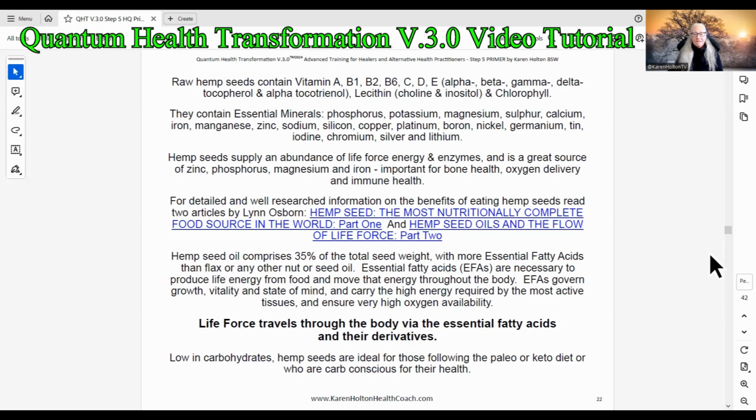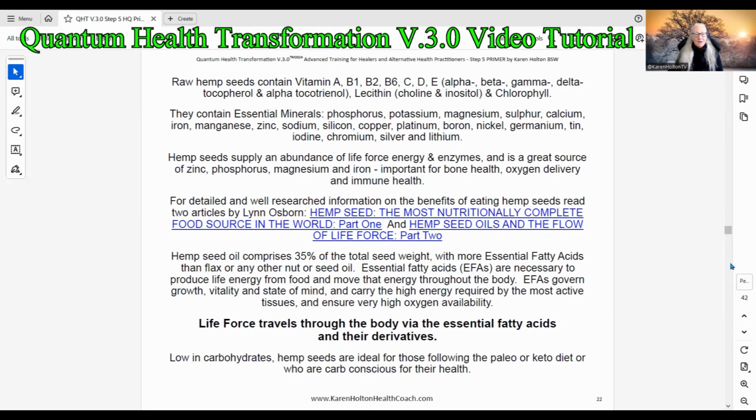Raw hemp seeds contain vitamins A, B1, B2, B6, C, D, and E, alpha, beta, gamma, delta tocopherol, and alpha tocotrienol, lecithin, choline, inositol, and chlorophyll. They contain essential minerals: phosphorus, potassium, magnesium, sulfur, calcium, iron, manganese, zinc, sodium, silicon, copper, platinum, boron, nickel, germanium, tin, iodine, chromium, silver, and lithium.